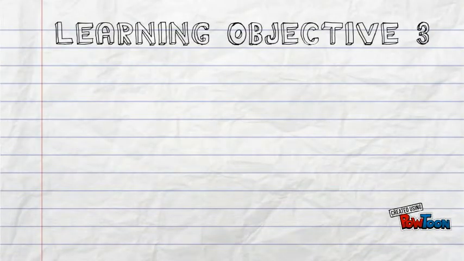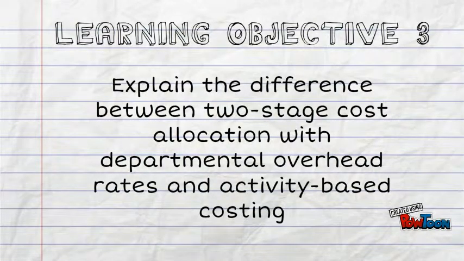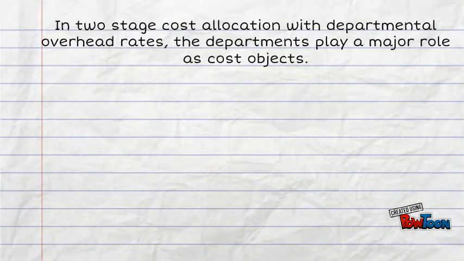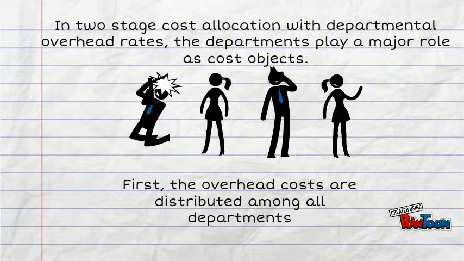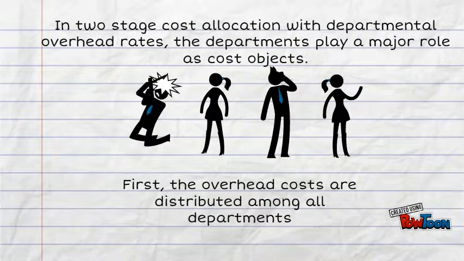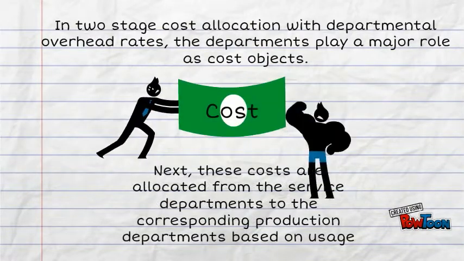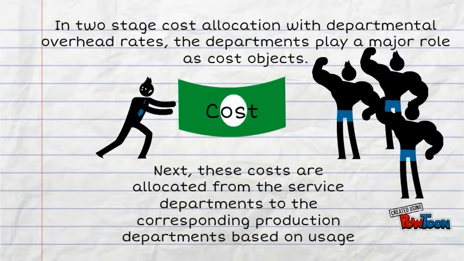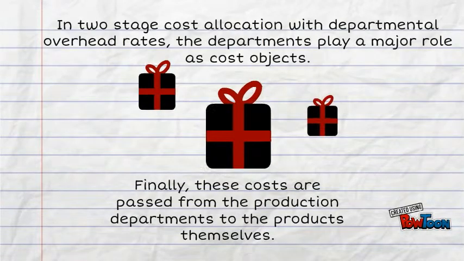Learning Objective 3. Explain the difference between two-stage cost allocation with departmental overhead rates and activity-based costing. In two-stage cost allocation with departmental overhead rates, the departments play a major role as cost objects. First, the overhead costs are distributed among all other departments. Next, these costs are allocated from the service departments to the corresponding production departments based on usage. Finally, these costs are passed from the production departments to the products themselves.